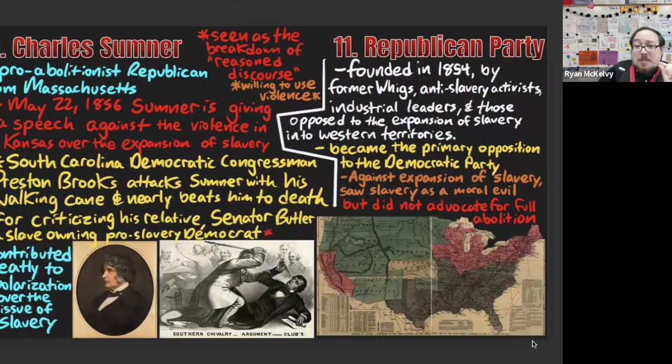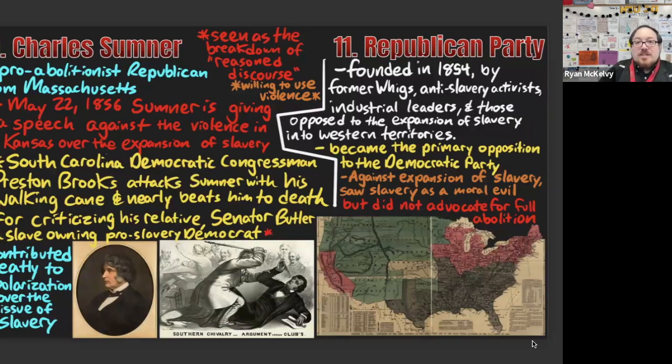At the same time, when people are moving to Kansas and shooting each other over slaves, you have a fight break out in Congress, which is what I mentioned at the very beginning. You have a pro-abolitionist Republican from Massachusetts named Charles Sumner. He went before Congress, as you do, and began talking about his act. He talked about how bad slavery is and spoke out against the violence in Kansas. And while doing so, he mentions basically this other senator, Senator Butler, who is a pro-slavery and slave-owning Democrat.